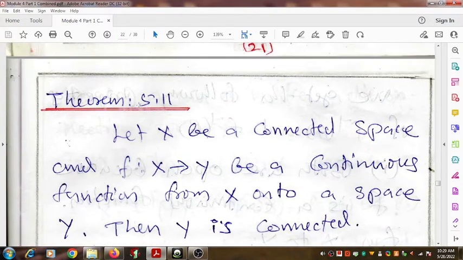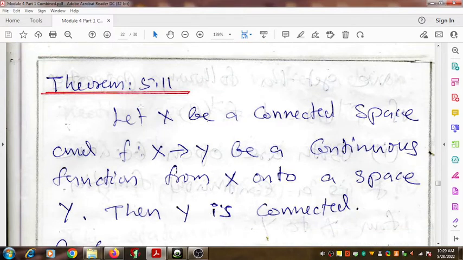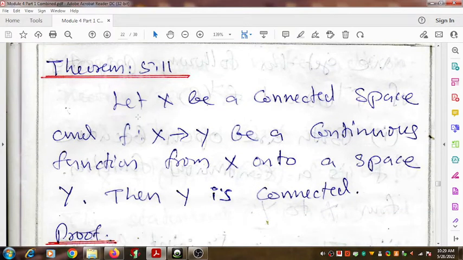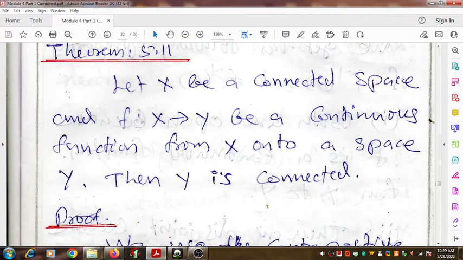See Theorem 5.11. It states that let X be a connected space, and F defined from X to Y be a continuous function from X onto the space Y, then Y is also connected. This theorem is about connectedness and continuous functions. This theorem says that continuous functions can transfer the property of connectedness to their images.